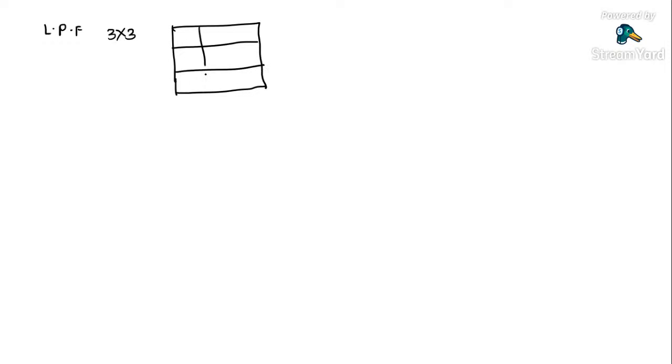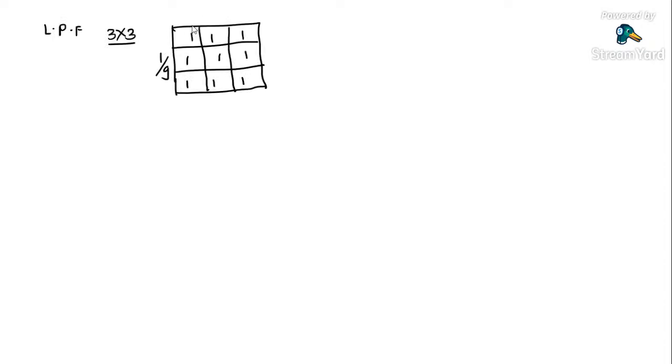For example, in a low pass filter, I will write a 3 by 3 mask. The mask for low pass filter is 1 1 1, 1 1 1, 1 1 1, multiplied by 1 by 9. So this is the 3 by 3 mask for the low pass filter. You can also use a 5 by 5 or a 7 by 7 mask.